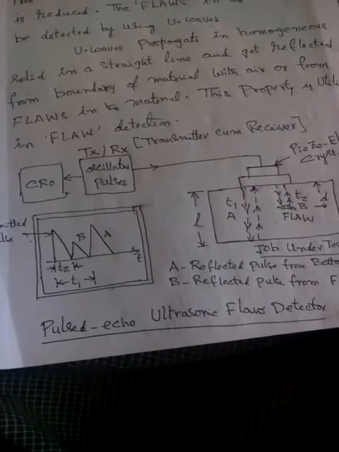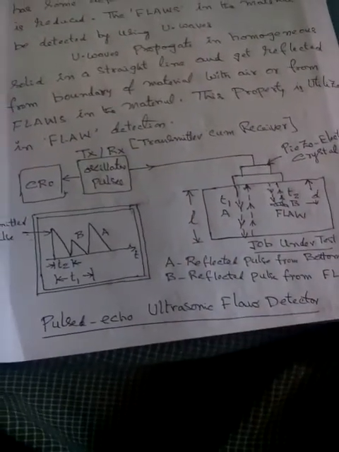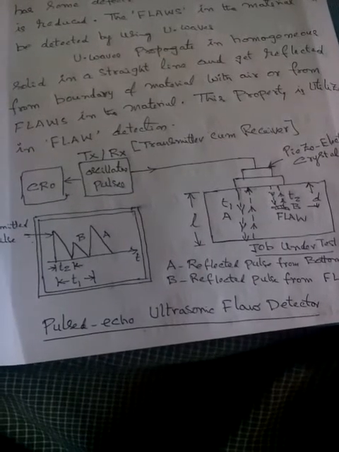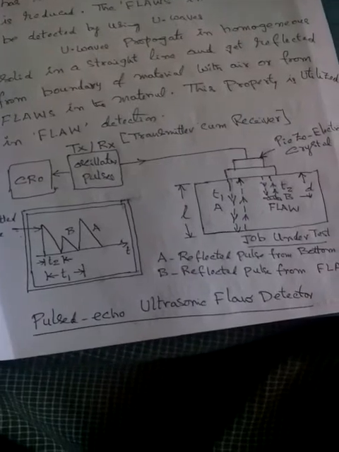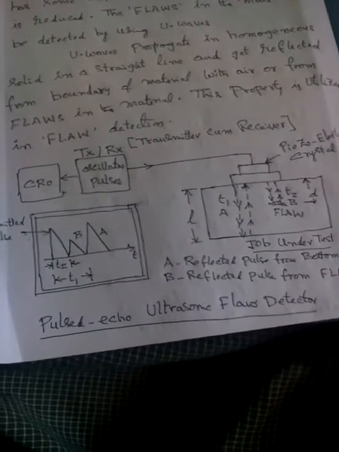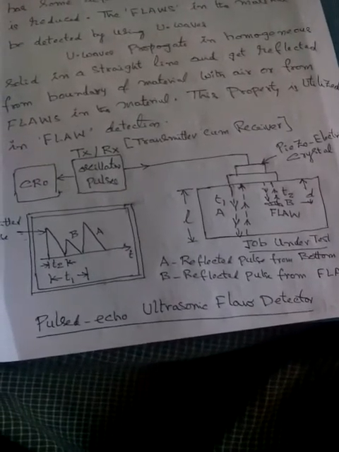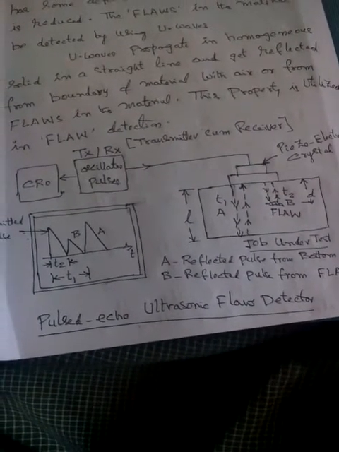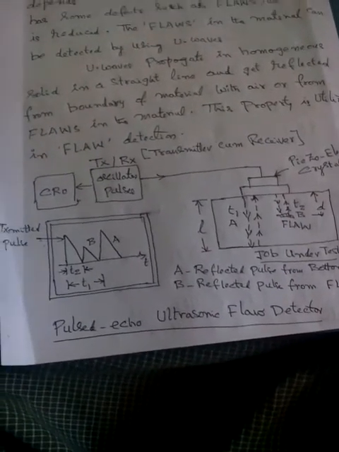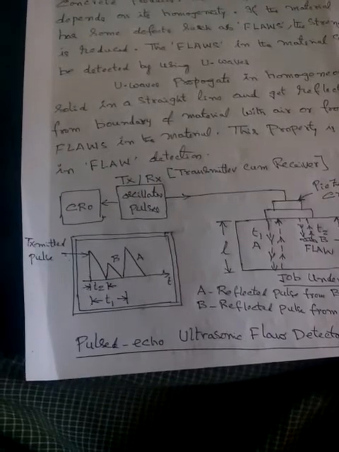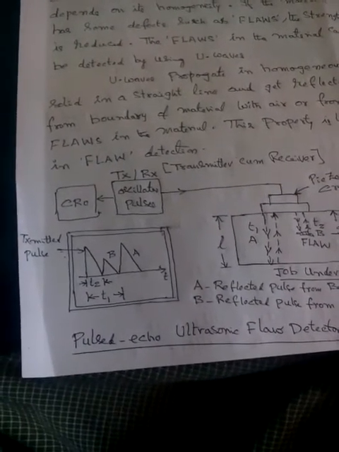So assume that the flaw is at a depth of D. The total depth of the material is L, but the flaw is at a depth of D. It takes less time. A is the reflected pulse from the bottom, B is the reflected pulse from the flaw. So as you can see on the CRO, there is a transmitted pulse.